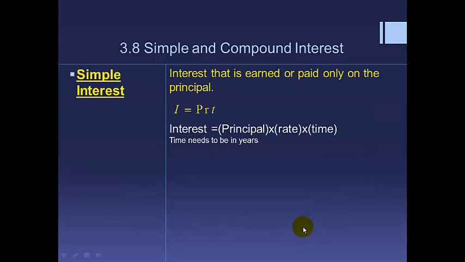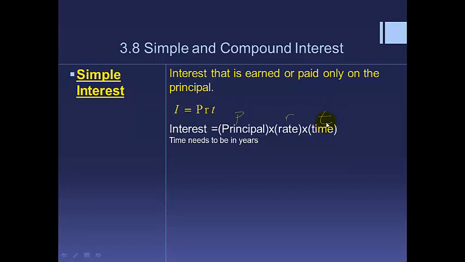So here's the formula for simple interest. I'm not that big on just giving you the formula, because if you really just understand what's happening, you should be able to solve these problems. So let's just take a look at this. So simple interest is interest that is earned or paid only on the principal amount. So here's our formula. I stands for interest. It's going to equal P, for your principal, the R is for your rate, and the T is for time.